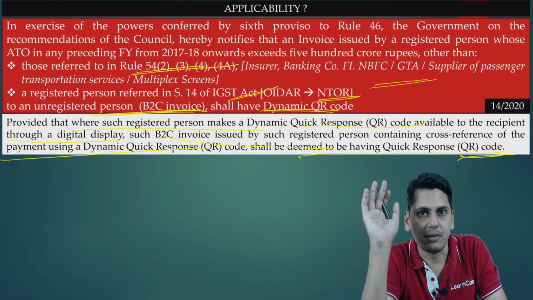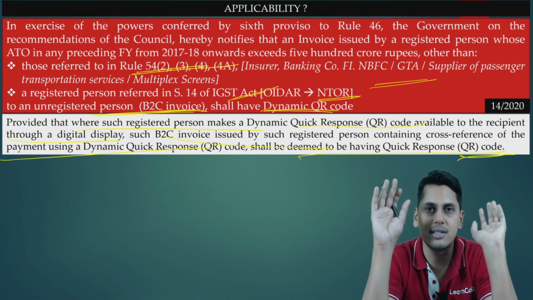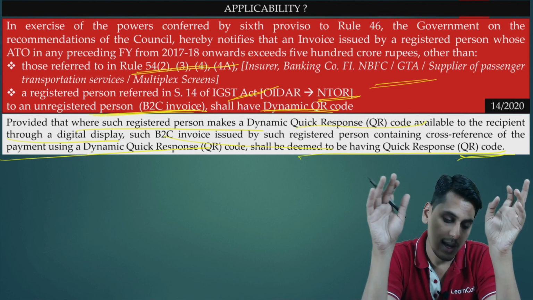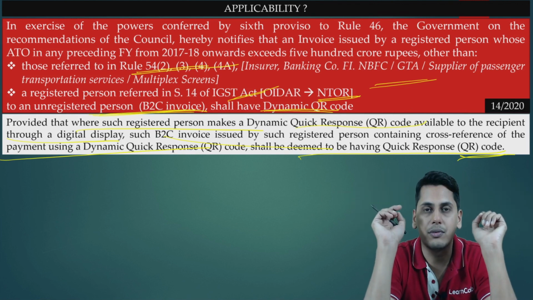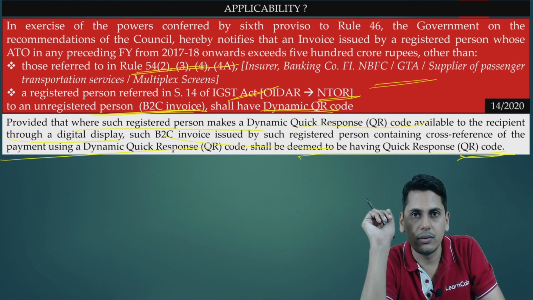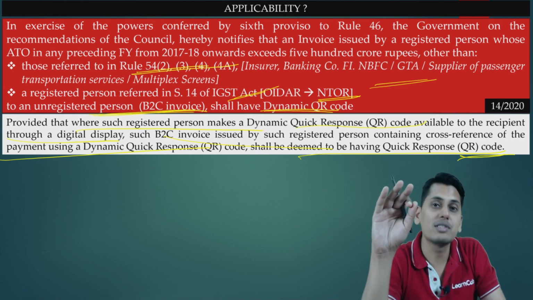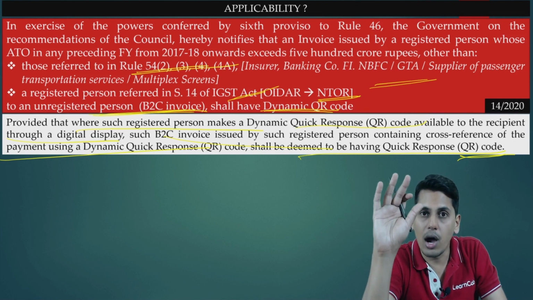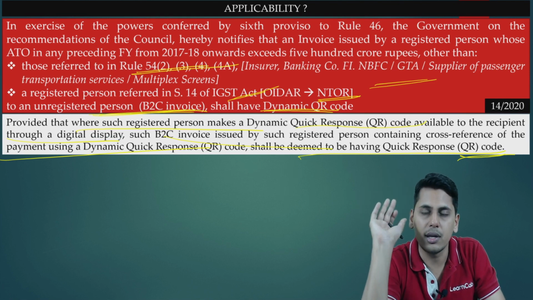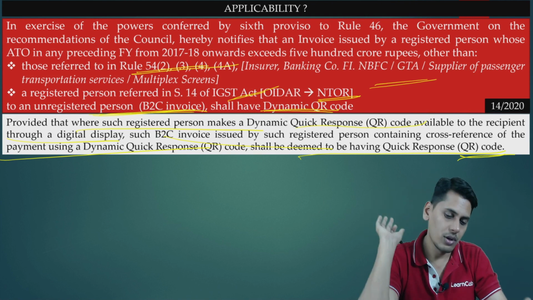How is this purpose being achieved? The sixth proviso to rule number 46 tells that the notified registered persons shall have a dynamic QR code printed on their invoice. Now friends, again there is a notification which also carries a proviso. The proviso tells you that if the dynamic QR code was shown as a digital display and payment was made using that dynamic QR code on the digital display, then it is sufficient if the invoice has a payment reference number. The dynamic QR code need not be printed on the invoice again. I'm sure you're able to follow this, friends.